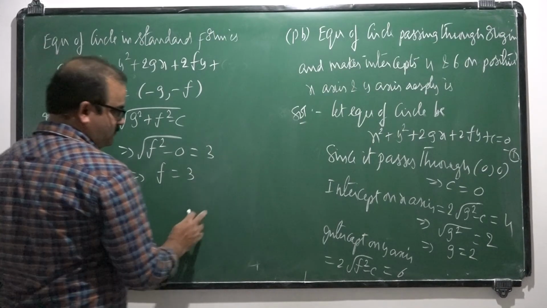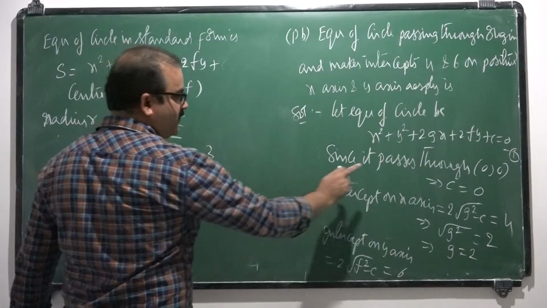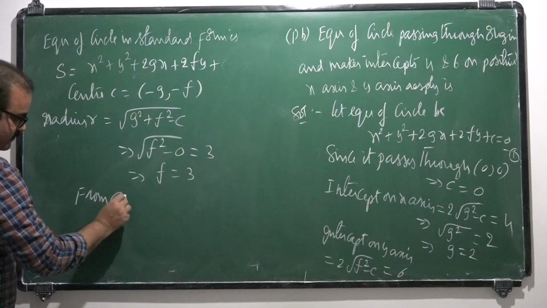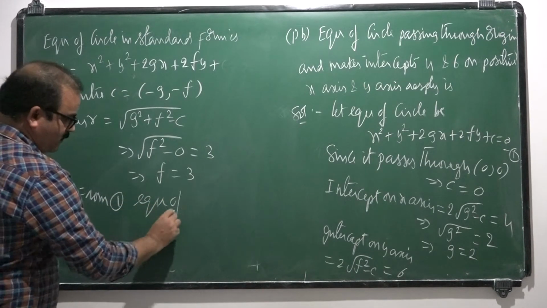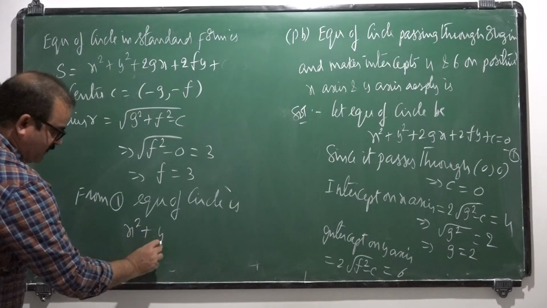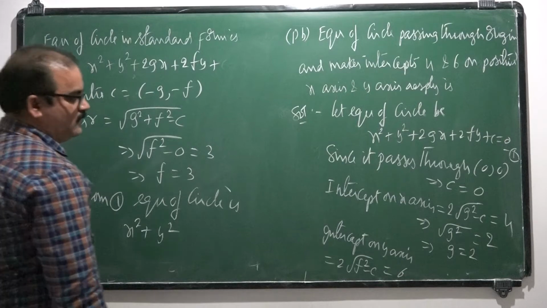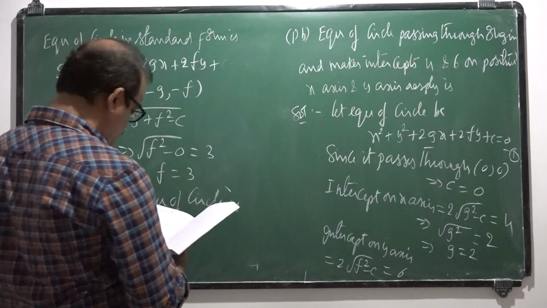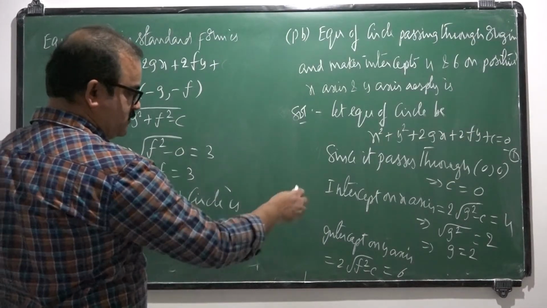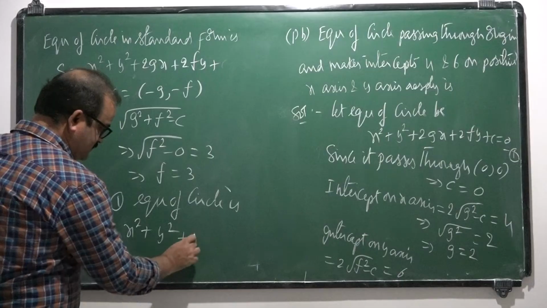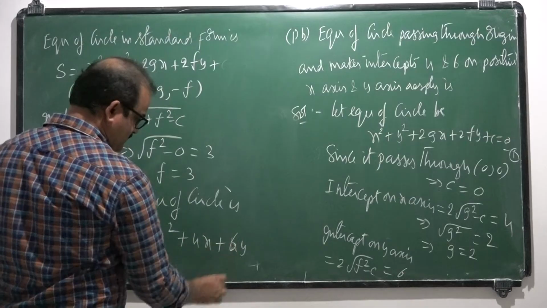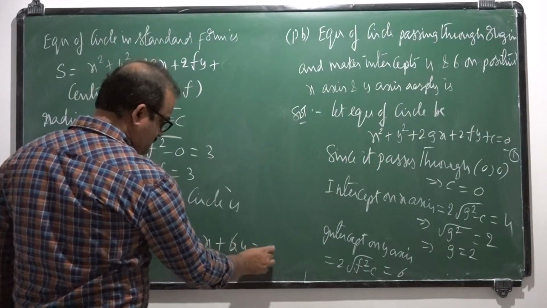Okay, substitute these values, g value, f value and c value, in equation 1. From equation 1, the equation of the circle is x² + y² + 2gx. What is the g value? The g value is 2. So plus 4x plus 4y. f is 3, so plus 6y. The c value 0, is equal to 0.